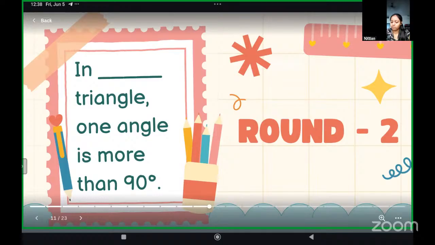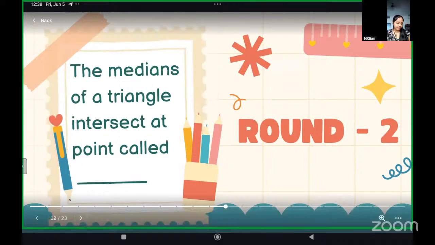Okay, Hannah. Next question. Just give me a second. Yes. Next question for Zoe. The medians of a triangle intersect at a point which is called... The center, I'm not sure. Center. Okay.